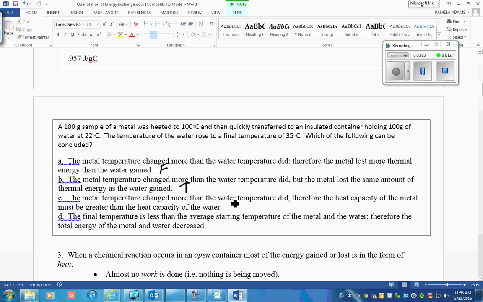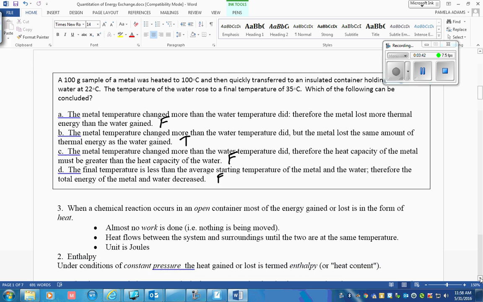D: The final temperature is less than the average starting temperature of the metal and the water. Therefore, the total energy of the metal and water is decreased. I don't even know. So the answer then is B. Moving down to our next problem.